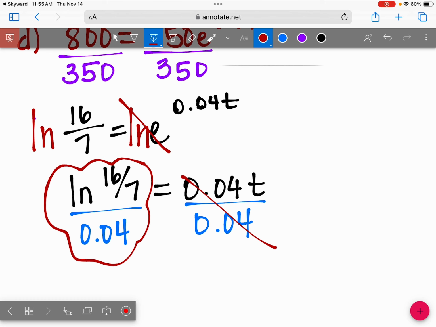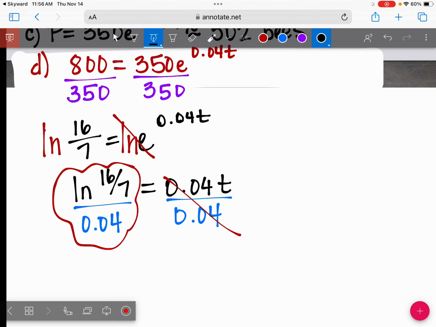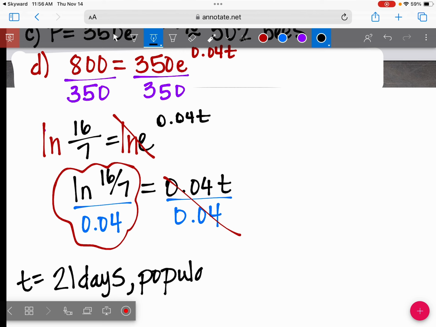Whenever we're talking about time, I think on the test it said round to the tenths place, but here we'll just round to the whole number. So I got 20.6, which rounds to 21 days. So when t equals 21 days, that's when we'll have a population of 800. I'm just writing it as a sentence. Of course, you don't have to, but I want you to understand what we just figured out: at 21 days, that's when we'll have 800 bees.